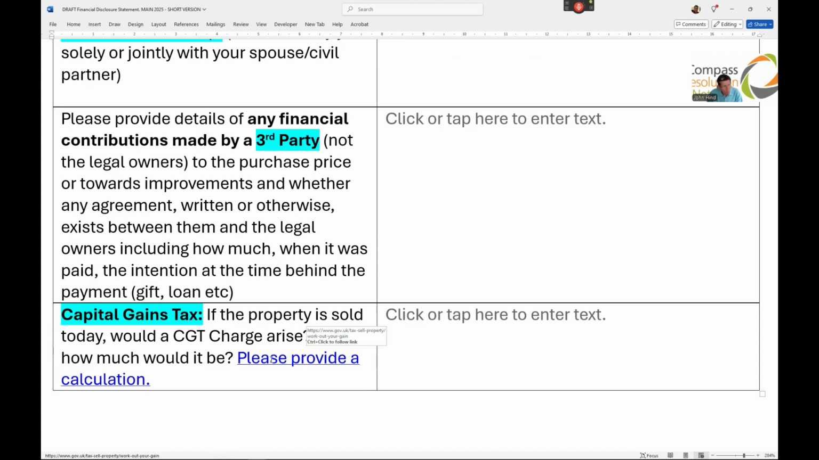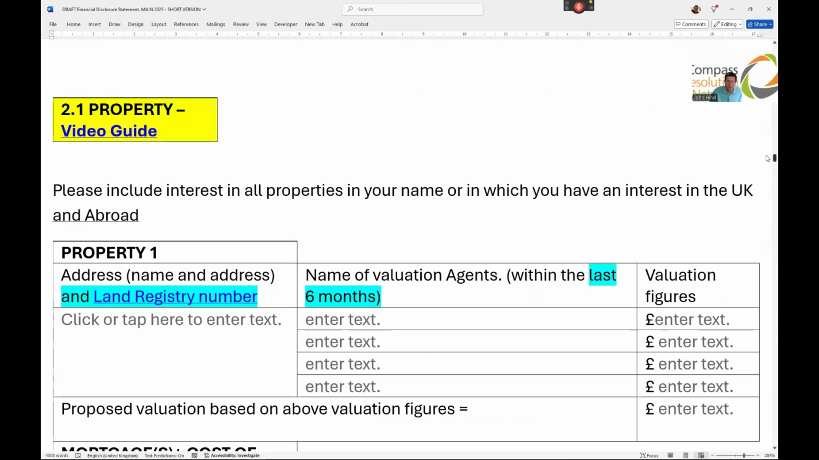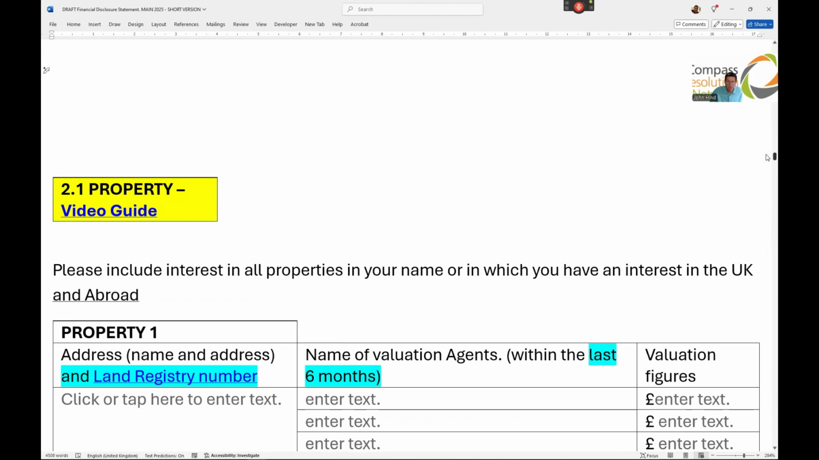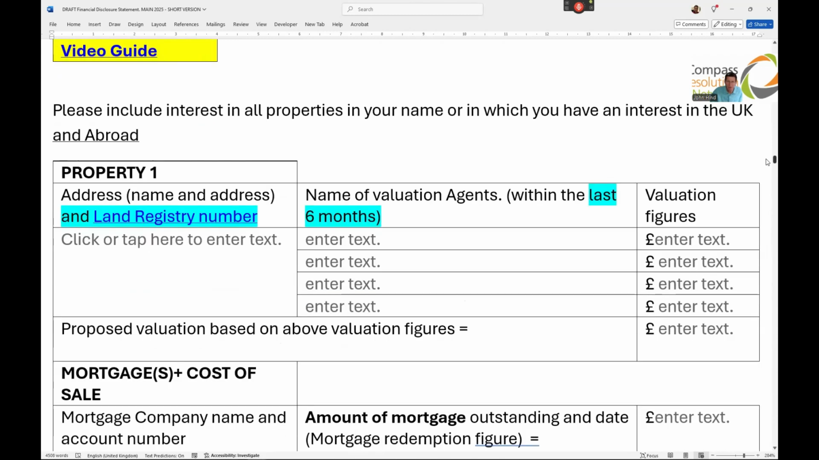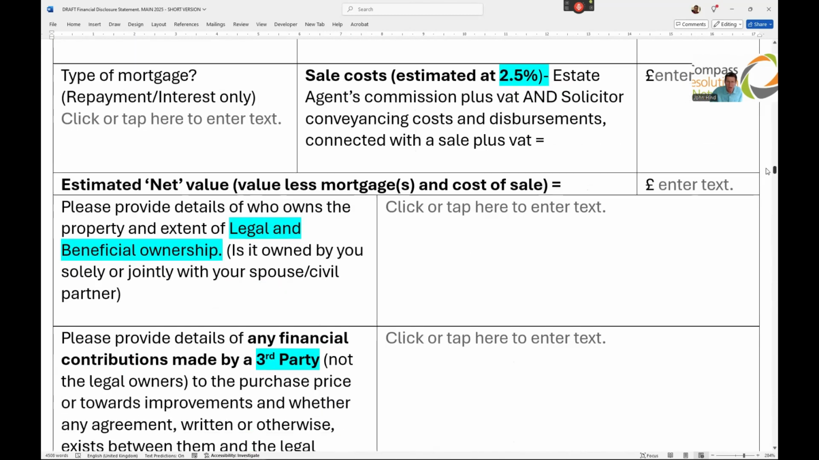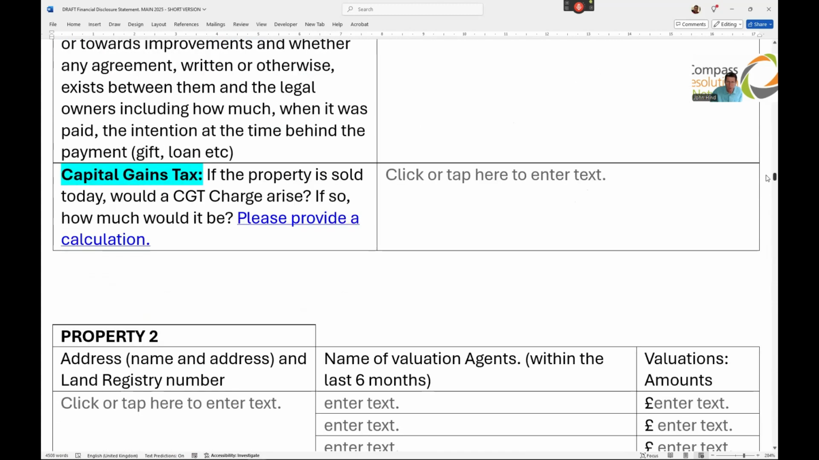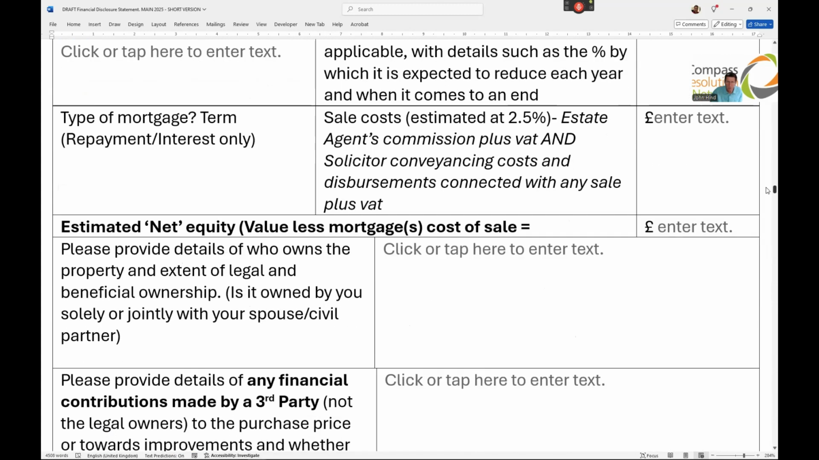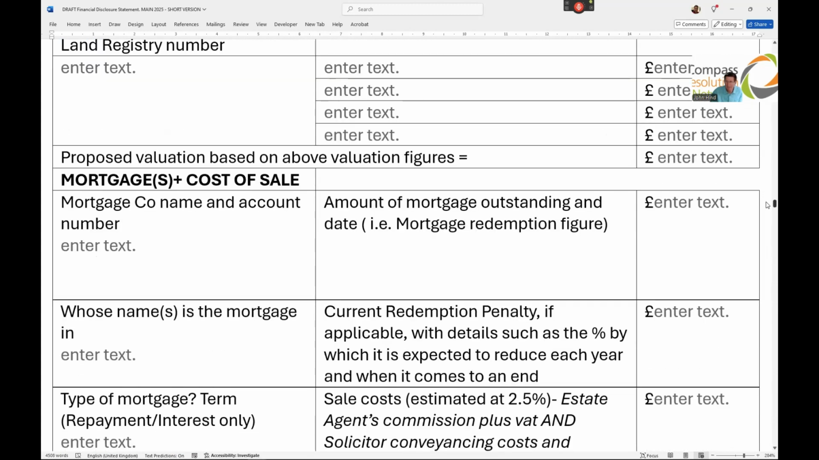Now, if you need more help, one of our financial experts, speak to the mediator and they can recommend someone from our panel. Now that covers the property section of the realisable assets. Just going back up to remind us, paragraph 2.1, the property section, and I provide space for not just two, but three properties, because sometimes, of course, people have more than one property.